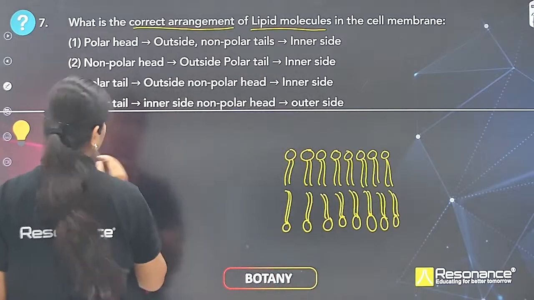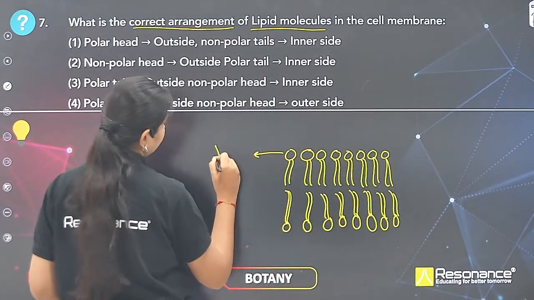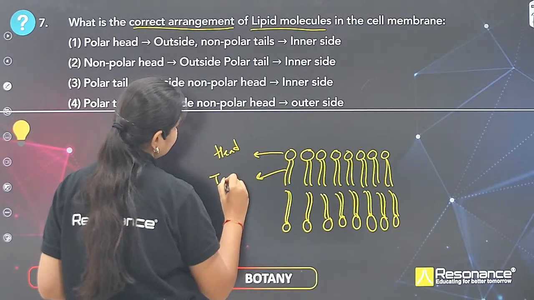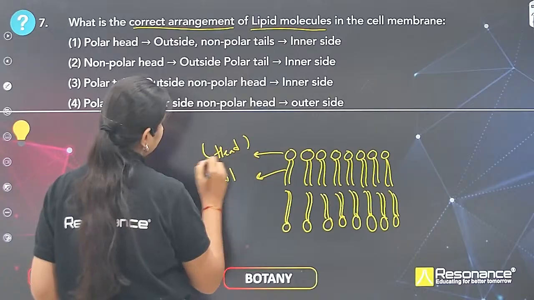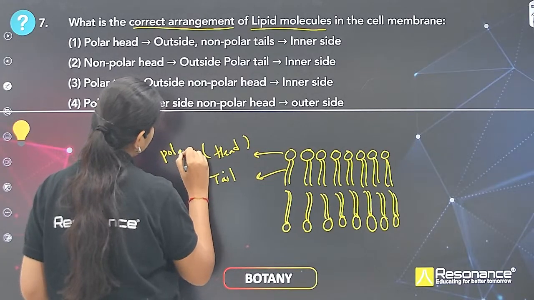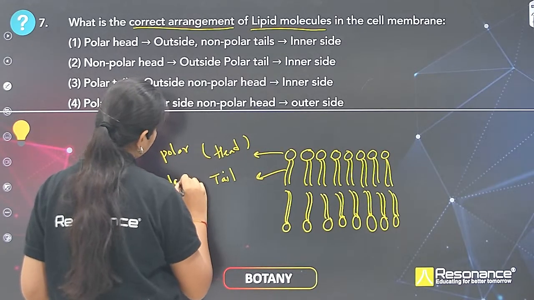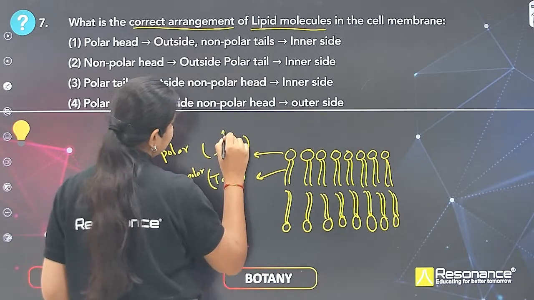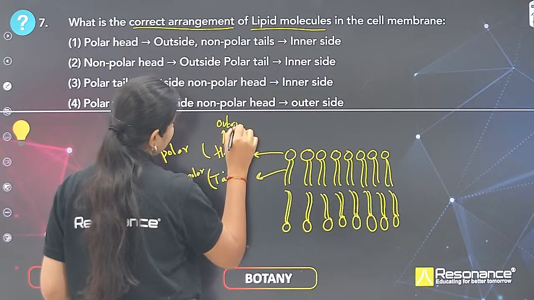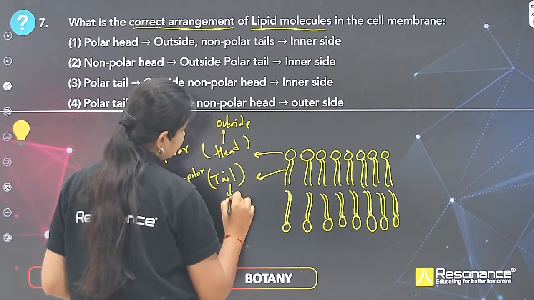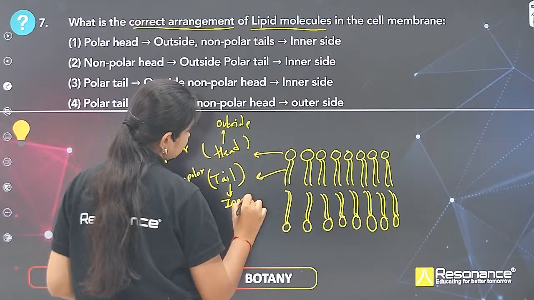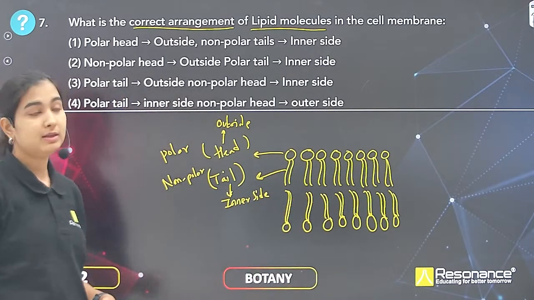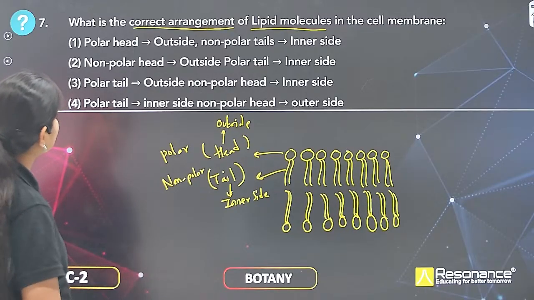Okay. Now here what are these? The head, and these are your tail. The polar head, and this is your non-polar tail. Now the head is projected outside whereas the tail is inside. Got it? Fine? Yeah. So here let us read the options, the correct arrangement.